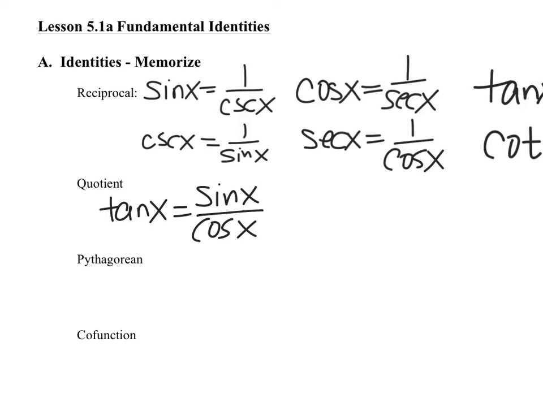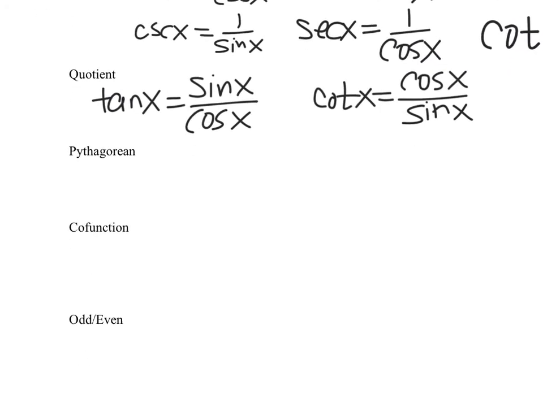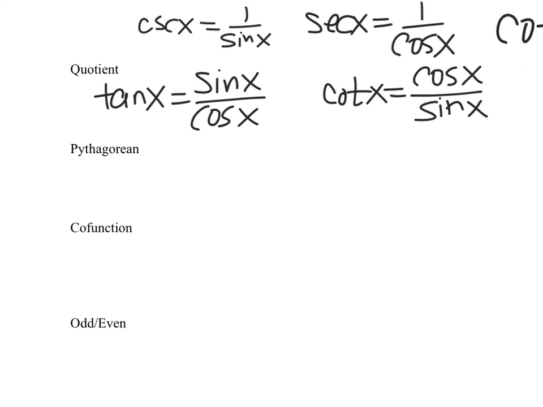Okay, and then cotangent of x is equal to, do you know this one? Cosine of x over sine of x. It's going to be the reciprocal of tangent, so you just flip them. Okay, so you need to know those. Those are going to be in your head. You're going to use those quite a bit. The Pythagorean identities. Here they come.